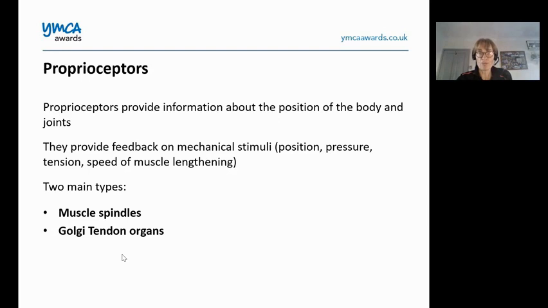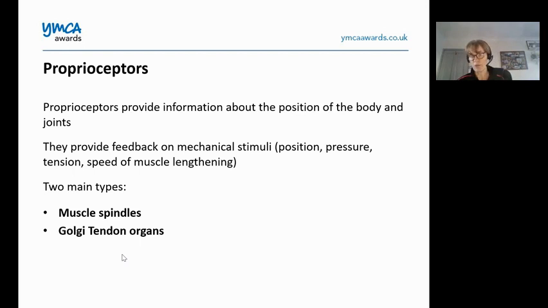So actually, it's proprioceptors that we're going to look at specifically because they're most relevant to the topics that we're looking at. So proprioceptors are providing information about the position of our body in space and about our joints as well. So they're going to be sending information back along the afferent nerves, providing feedback on things like the position of our body, on pressure, on tension, on lengthening, and the speed with which our muscles are lengthening.